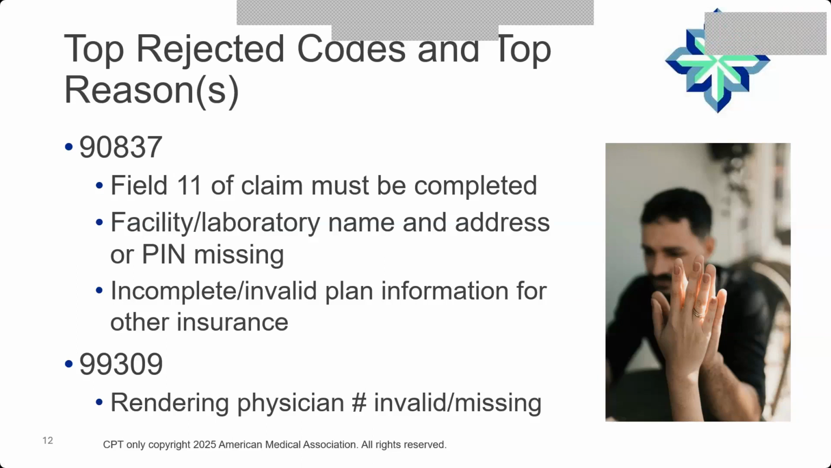So looking ahead then to the 99309, the E&M facility. Why are we rejecting that code? I only added the one reason here. The rendering physician number was invalid or missing from the claim.